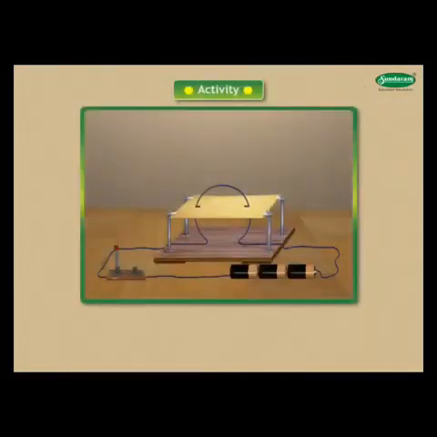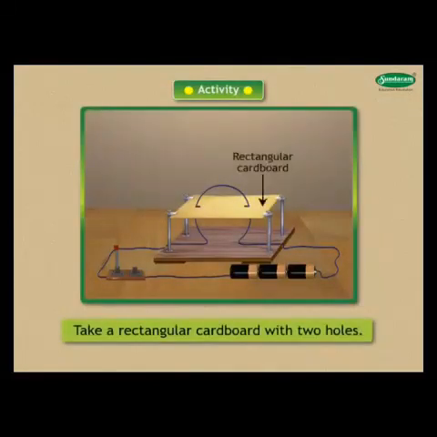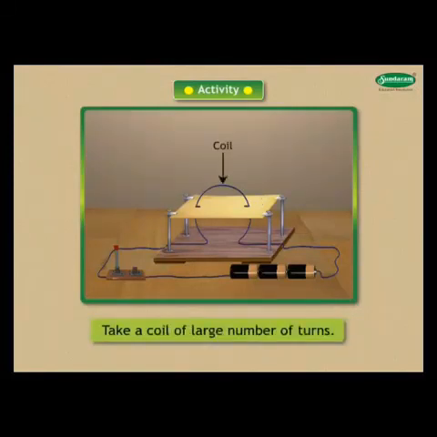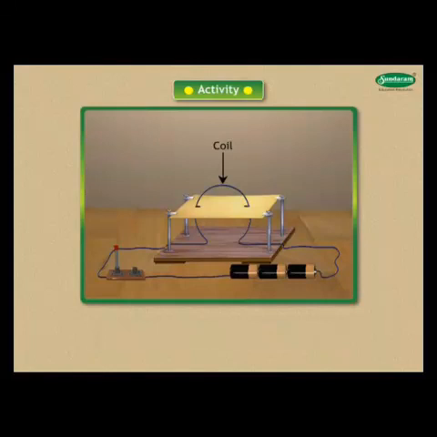Let us do this activity. Take a rectangular cardboard with 2 holes. Take a coil of large number of turns.